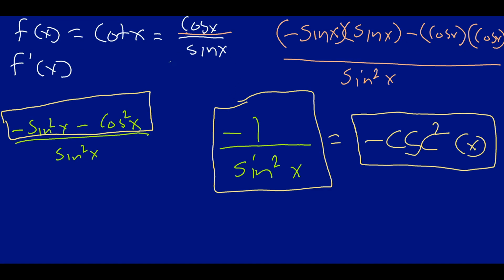So here we were looking for the derivative of cotangent x. First of all, we looked at cotangent x in terms of cosine and sine. We used the quotient rule, and then after that, we applied our knowledge of trig identities to get our most simplified form over here, cosecant squared x.